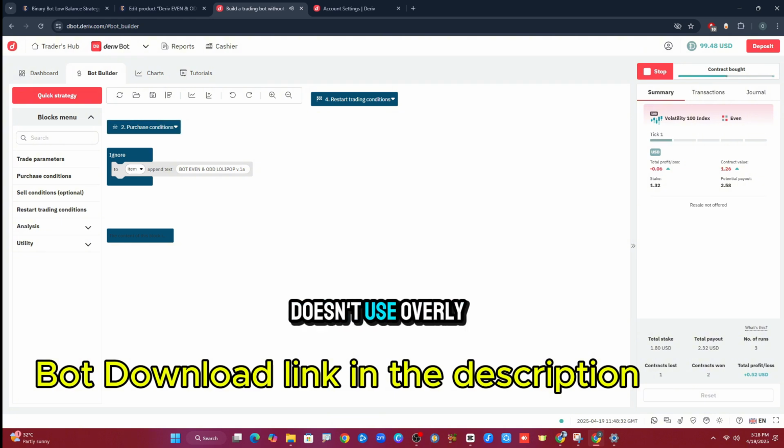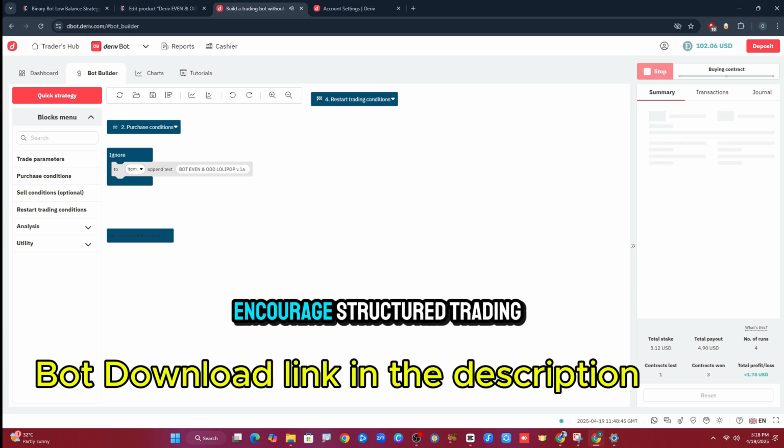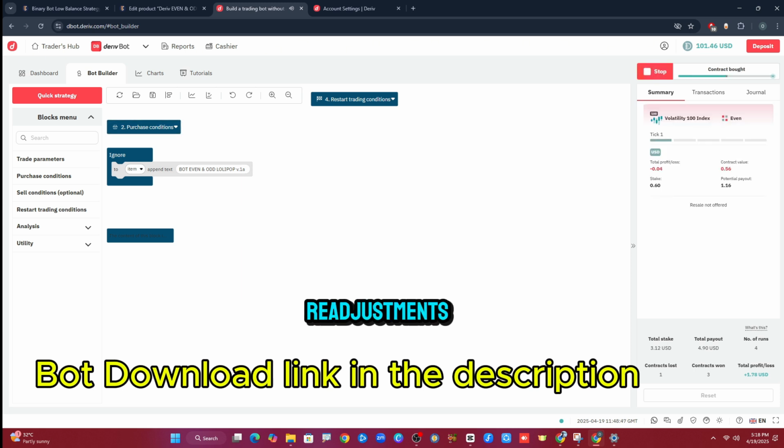While the bot doesn't use overly complex strategies, it comes equipped with built-in logic to reset after winning streaks to protect accumulated profit, avoid dangerous behavior during extended loss sequences, and encourage structured trading through stake readjustments. All of this is done with minimal user input, making it a great choice for beginners who want to automate their trading with less risk exposure and more control.